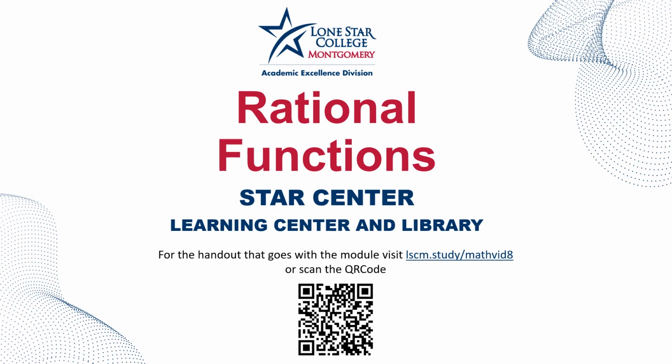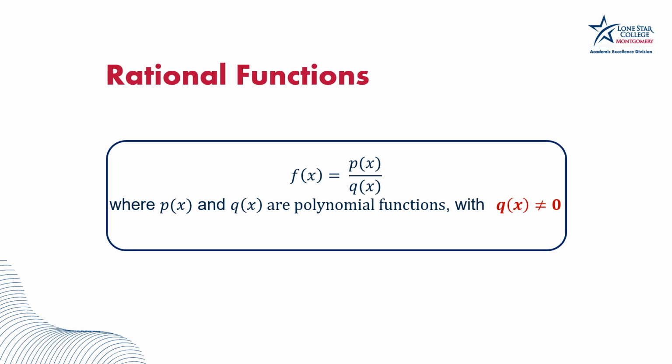In this video, we'll be talking about rational functions. So first up, let's see what form we see rational functions in. Rational functions are written in the form f of x equals p of x divided by q of x, where p of x and q of x are polynomial functions, where q of x cannot be 0.